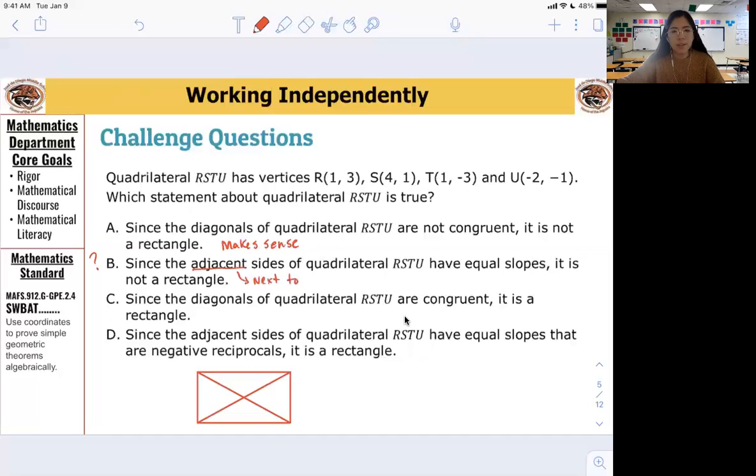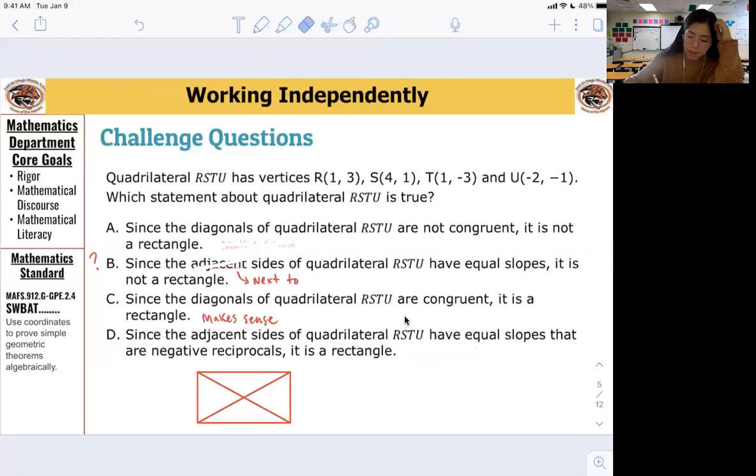C: Since the diagonals of a quadrilateral are congruent, it is a rectangle. So that we already know should be true. That makes sense. D: Since the adjacent sides have equal slopes that are negative reciprocals, it is a rectangle. That makes sense. So what does it look like we have to check? We've got to check the slopes of the adjacent sides, and we need to check the diagonals. So there's a couple things we've got to check.